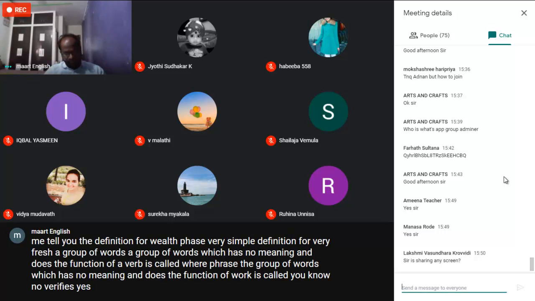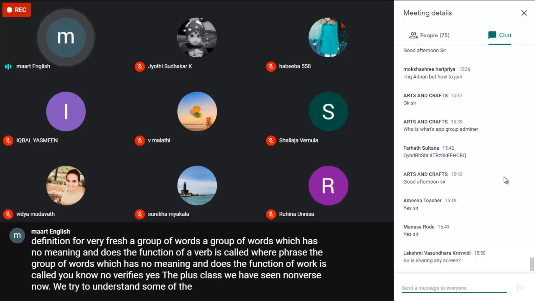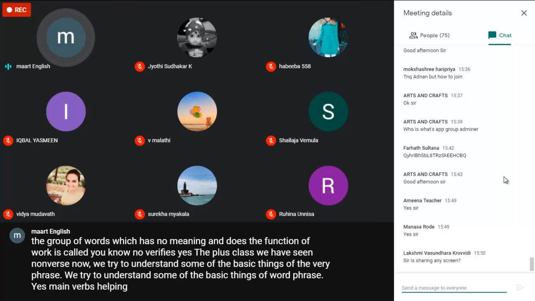In the last class, we have seen noun phrase. Now we try to understand some of the basic things of the verb phrase: main verbs, helping verbs, phrasal verbs, and verb phrases.